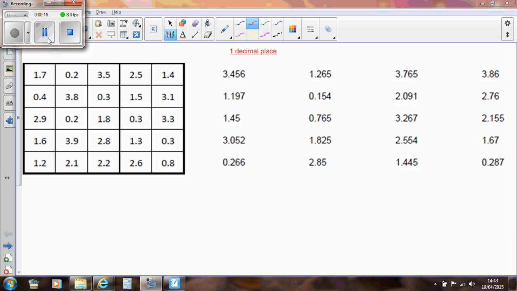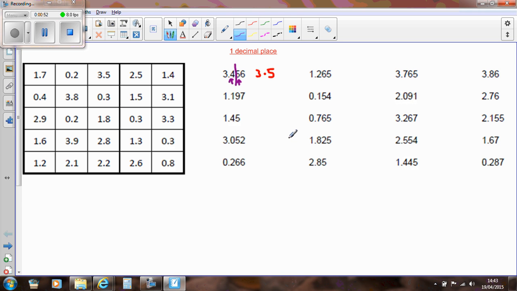So if we have a look at this one, 3.456. If we want to do it to 1 decimal place, that means one number after the decimal point. So my tip is always to do a line where you want it to cut off. So we've got a line there. So we've got 3.4, and we have to look at the number after it. Now if that number after it is 5 or above, it means that this one here has to increase. So the actual answer is going to be 3.5 because that 5 is making that 4 go up 1.